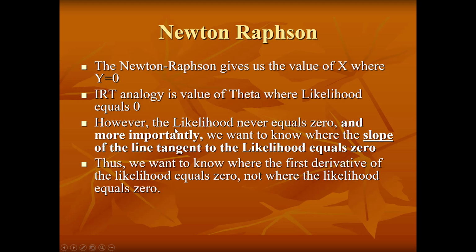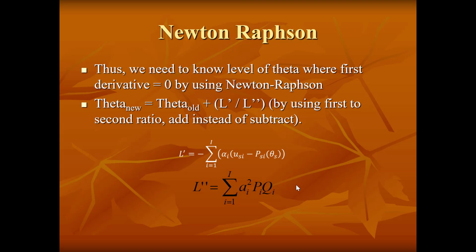So instead of solving for y, the x where y equals 0, we want to know what value of x leads to the first derivative, or y prime, equal to 0. So that's a slightly different thing, right? So instead of using the equation for the likelihood and the first derivative of the likelihood, we're going to use instead the equation for the first derivative and then the second derivative. So keep in mind, in the Newton-Raphson, if you want to know what value of x or theta gives y equal to 0, you use a Newton-Raphson. So what we want to know is what value of theta gives the first derivative equal to 0.